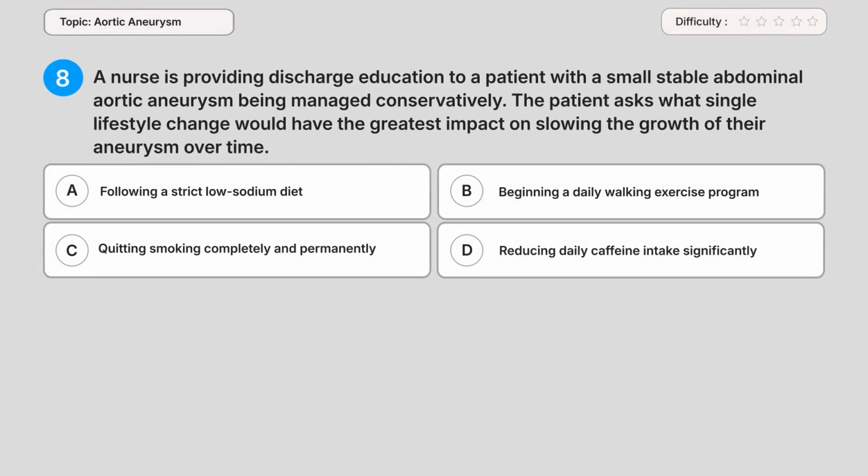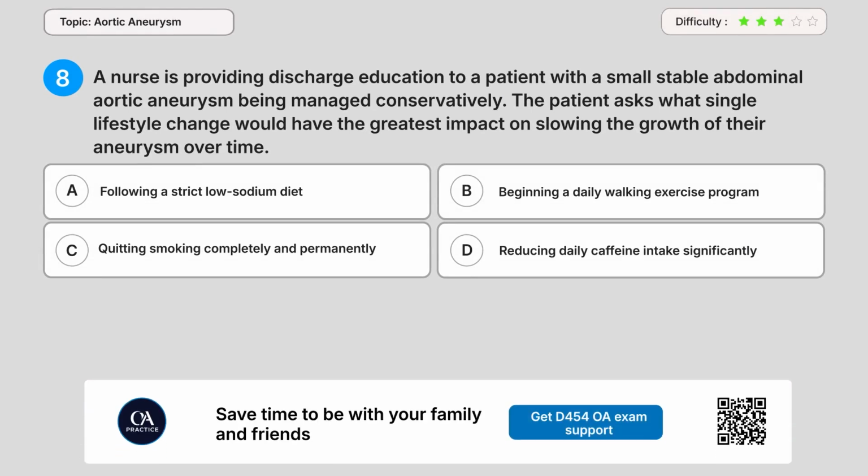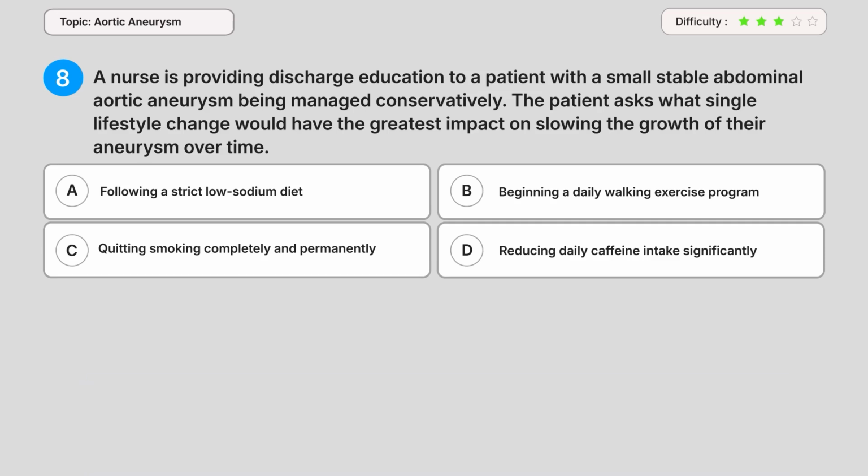8. A nurse is providing discharge education to a patient with a small stable abdominal aortic aneurysm being managed conservatively. The patient asks what single lifestyle change would have the greatest impact on slowing the growth of their aneurysm over time. A. Following a strict low-sodium diet. B. Beginning a daily walking exercise program. C. Quitting smoking completely and permanently. D. Reducing daily caffeine intake significantly.